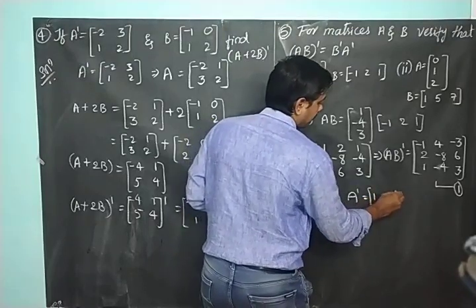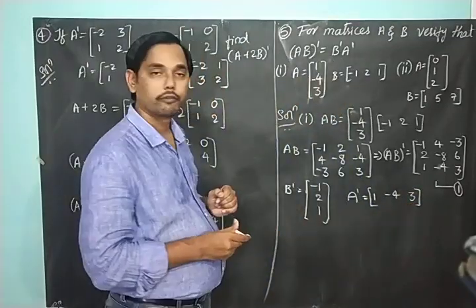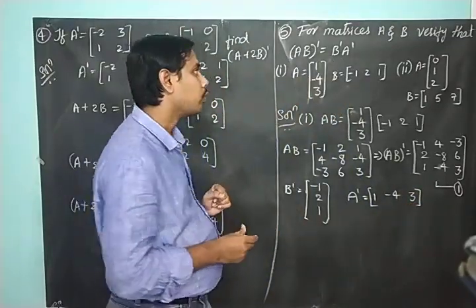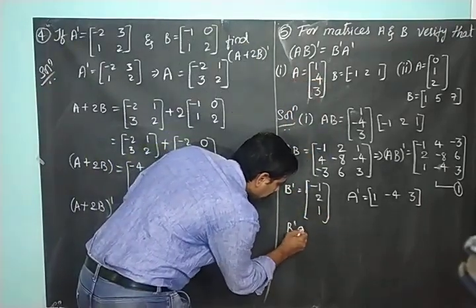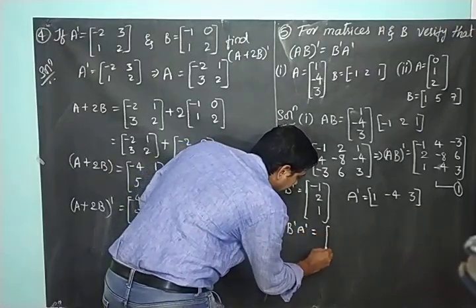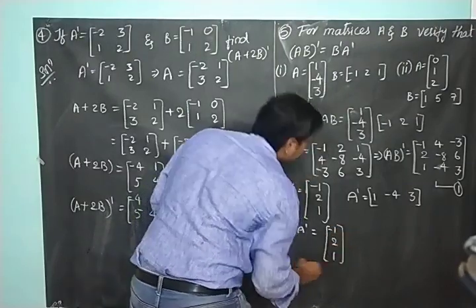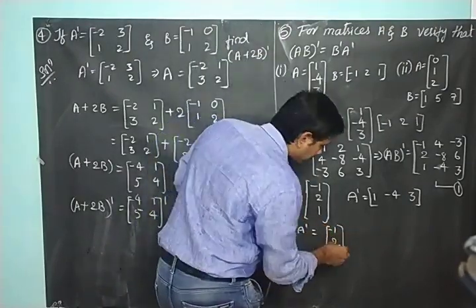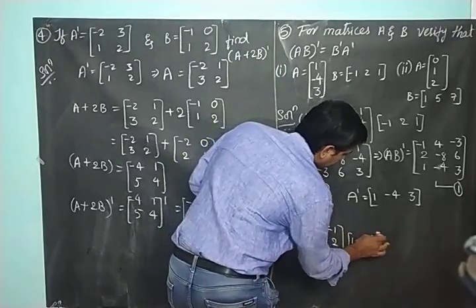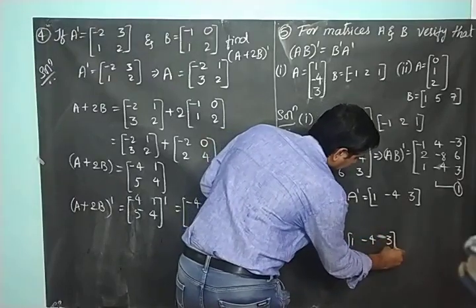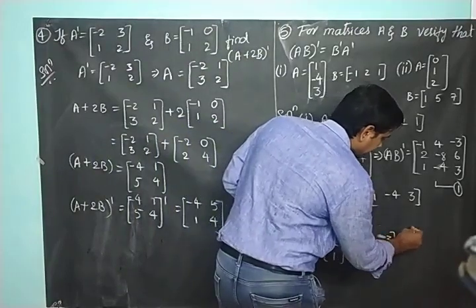1, minus 4, 3. So this is what we have as B dash and A dash. What we need? B dash into A dash. So what is B dash into A dash? Minus 1, 2, 1. This is B dash into A dash. What is that? 1, minus 4, 3. Right? So now if we multiply this, what is that we are going to get here?